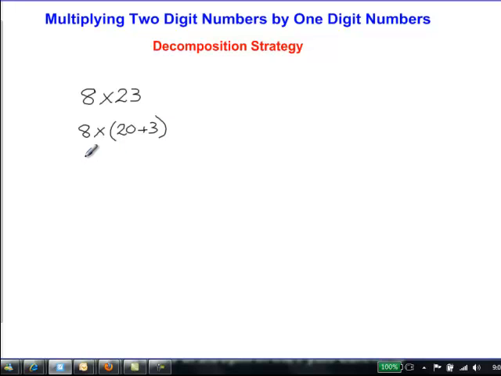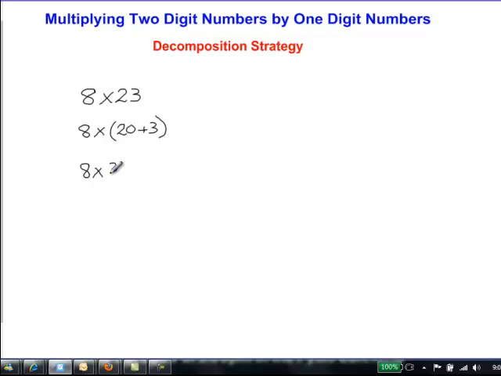The brackets are just a convention that allow me to keep the numbers 20 and 3 associated with each other. The brackets don't change the value of the numbers, they just remind us that 20 and 3 represent the original number 23. For the next step, I'm going to multiply 8 by 20 and add that to 8 multiplied by 3. So let's write out these steps.